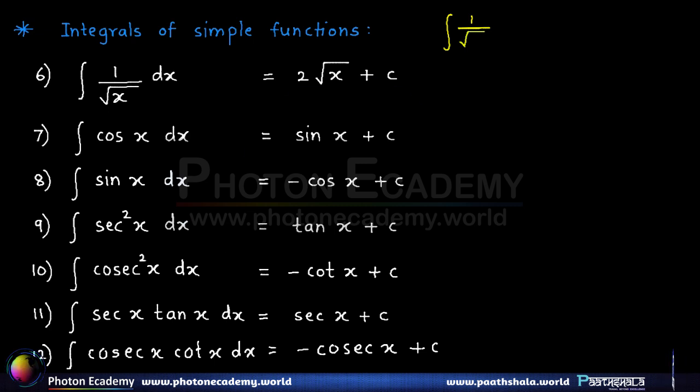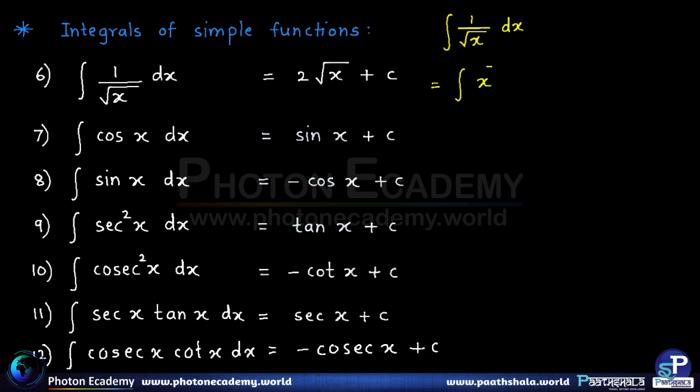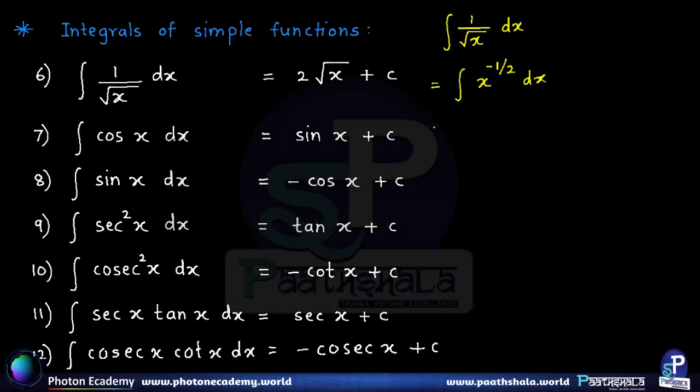So now whenever we have 1 upon root x, if you want to write it as a degree of x, that means as some power of x, then that can be written as x raised to minus half, simply because it's a root and it's in the denominator. So 1 upon root x is nothing but x raised to minus half dx. Now we have already seen a result that if we have a function of the form x raised to n, then its integral is given by x raised to n plus 1 upon n plus 1. So here n is minus half.